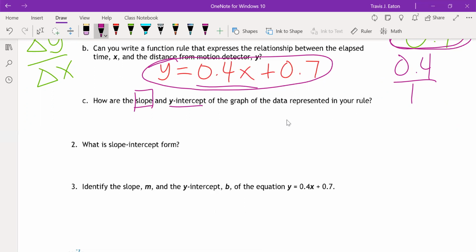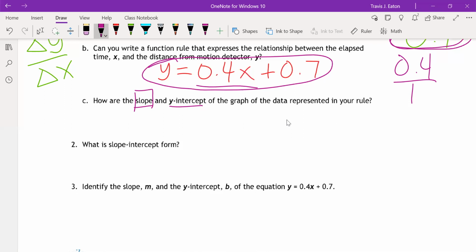How is this represented in our rule? All right, somebody says that the slope is the 0.4, and that's multiplied by x. And what's our x? The x in this situation is our time. So for every second, our slope represents the amount of distance that is covered during the amount of time.